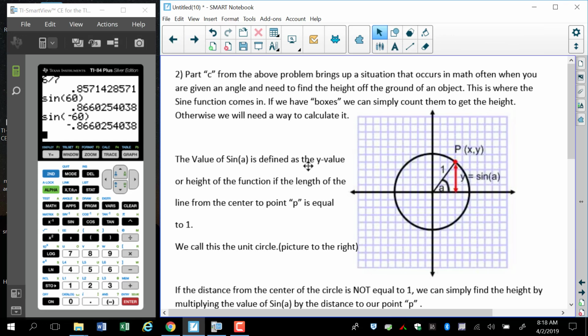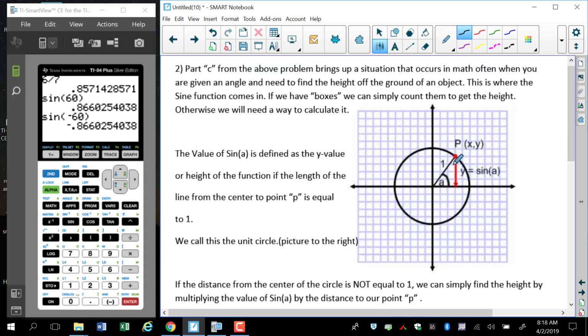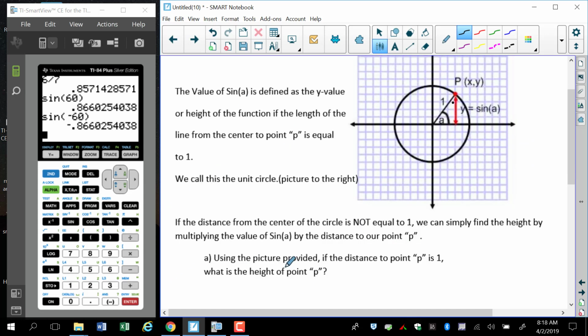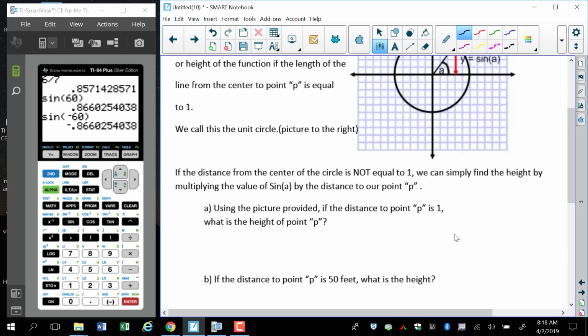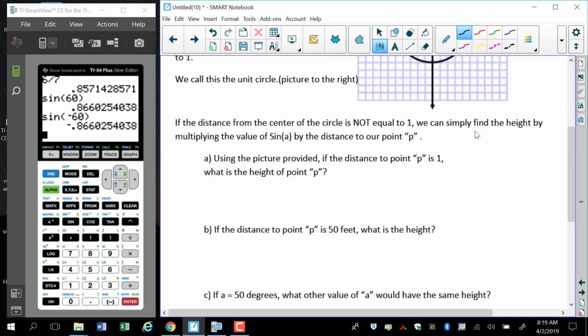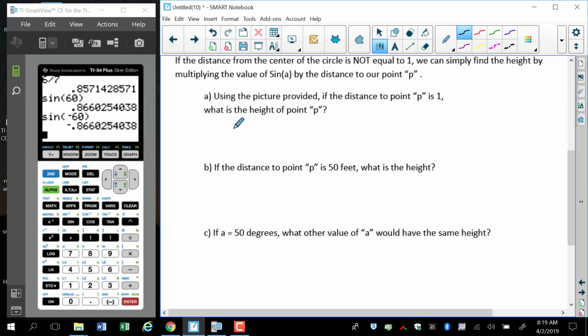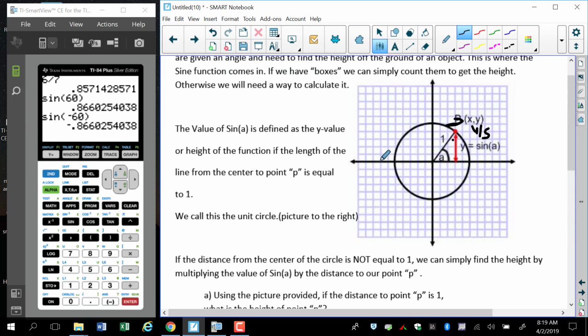Let's do a small other example. Let's say these boxes, this distance, aren't 1. Using the picture provided, the distance to point P is 1. So let's say this distance here is 1. This radius is 1, which means we'll call this up here 1 again. What is the height of point P? 1, 2, 3, 4. So we're about 4/5 of the way up. Now, if this was 50 feet up, we would be 4/5 of the way up, so we're actually 40 out of 50 boxes up, because 10, 20, 30, 40, 50, we are 10, 20, 30, 40 up out of the 50.